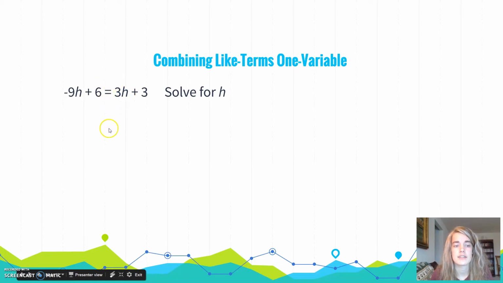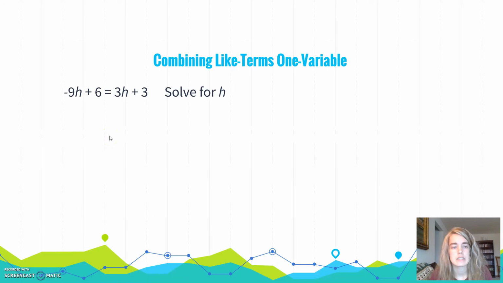So this equal sign is like our dividing piece. Well, we have to get them on the same side. And again, it doesn't matter which one you actually move. You can move the negative 9h, or you can move the positive 3h. I'm going to move the negative 9h because, well, I'd prefer not to work with negatives if possible.